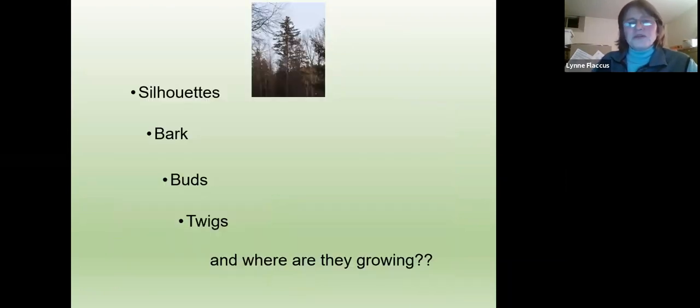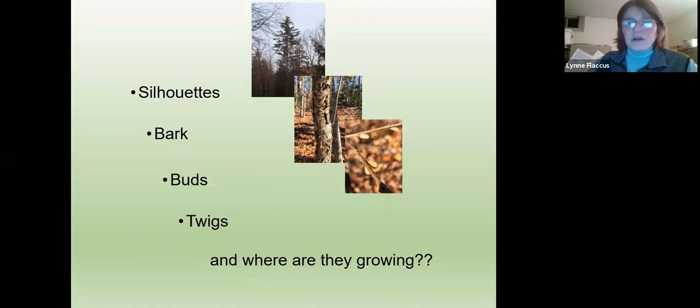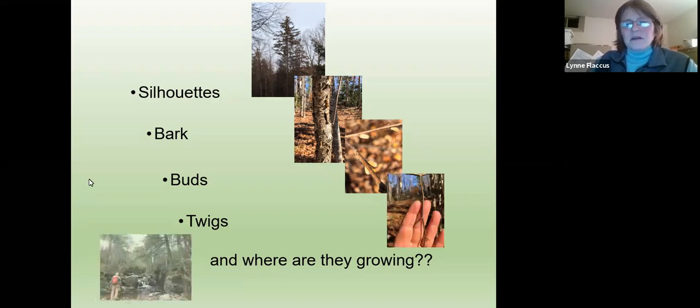So what can you use to identify trees and shrubs? The silhouettes of the trees, the shapes of the trees, the bark on the outside, the buds, the reproductive parts that they have, the catkins or the cones, and then the shape of the twigs or the way they grow. And lastly, where is the tree or shrub growing that you're looking at?